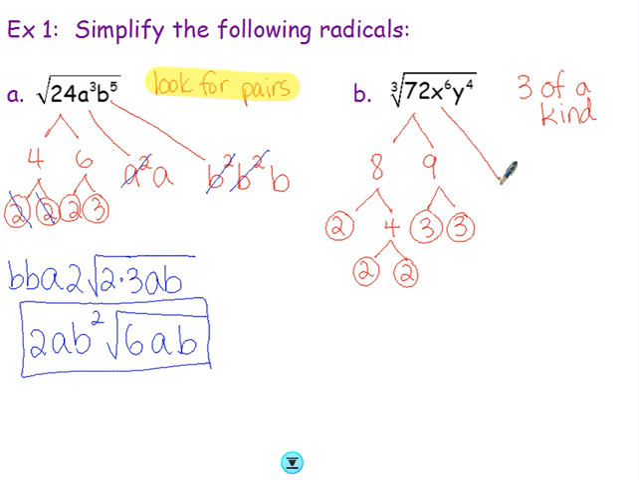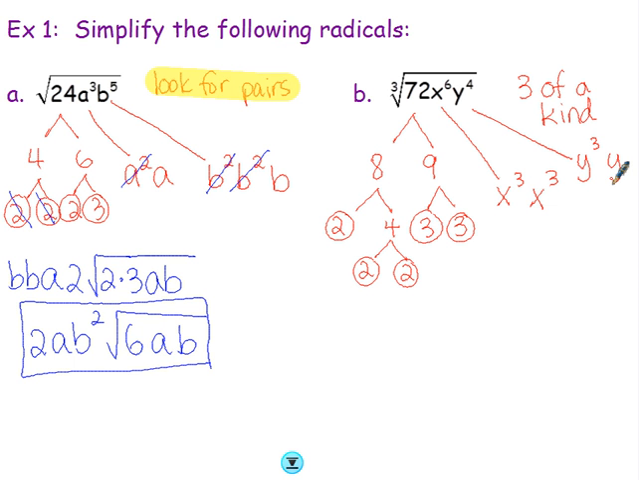The x's. Since we want 3 of a kind, we want groups of 3s. Well, if I have 6, I definitely can make a group of 3. 6 take away 3 leaves me with 3 more. I can make another group of 3, and I've used all of my x's. The y's, I have 4 y's. I can make definitely one group of 3. 4 take away 3 leaves me with 1 y left.